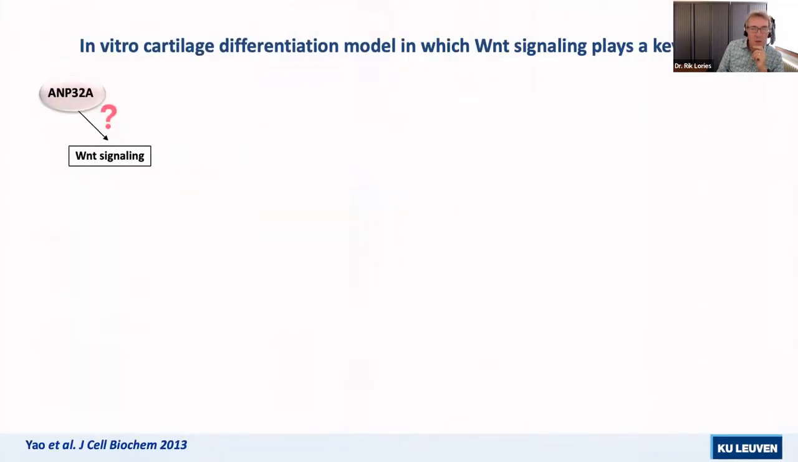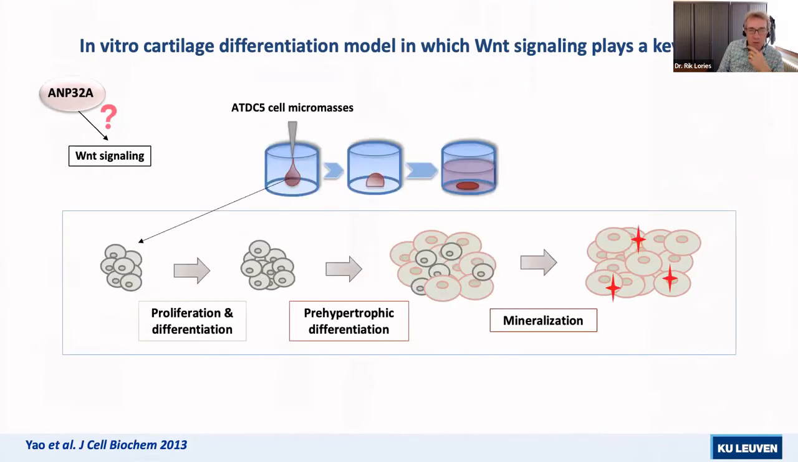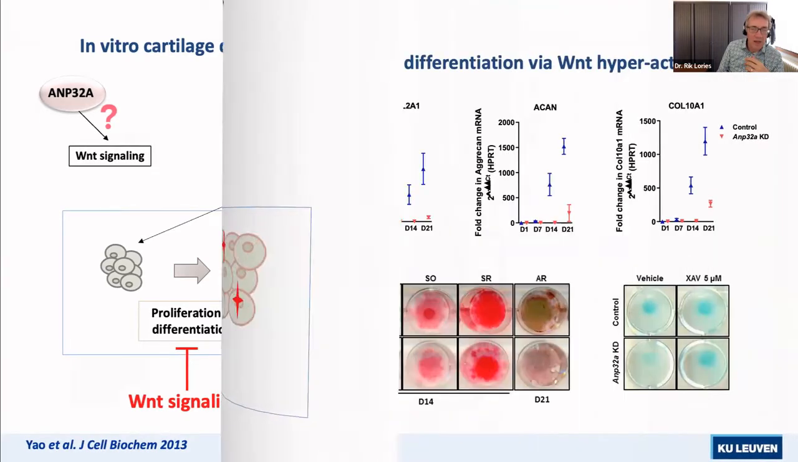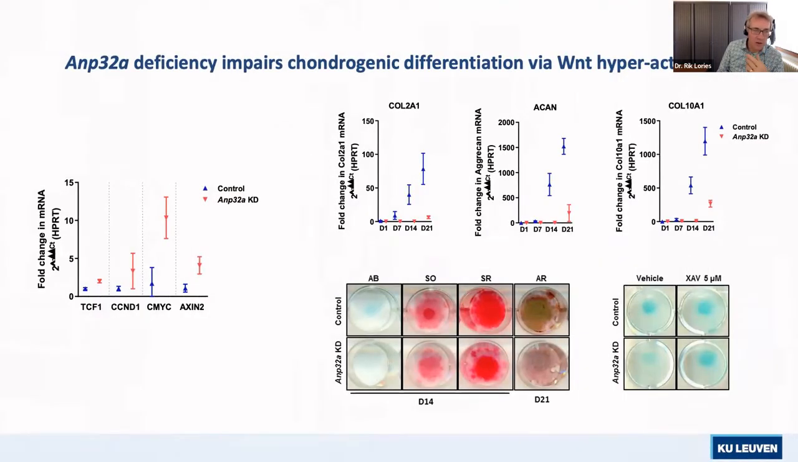So we hypothesized, well, if AMP32A has an impact on Wnt signaling, how would that work? And for that, we used a model of micromasses using ATDC5 chondrogenic cells. If you culture them in micromasses or in droplets, they will undergo, with the right cocktail of growth factors, a process towards chondrogenic differentiation, including chondrocyte hypertrophy and finally mineralization. And in those cells, we genetically silenced AMP32A, mimicking thereby a process that results in loss of function.